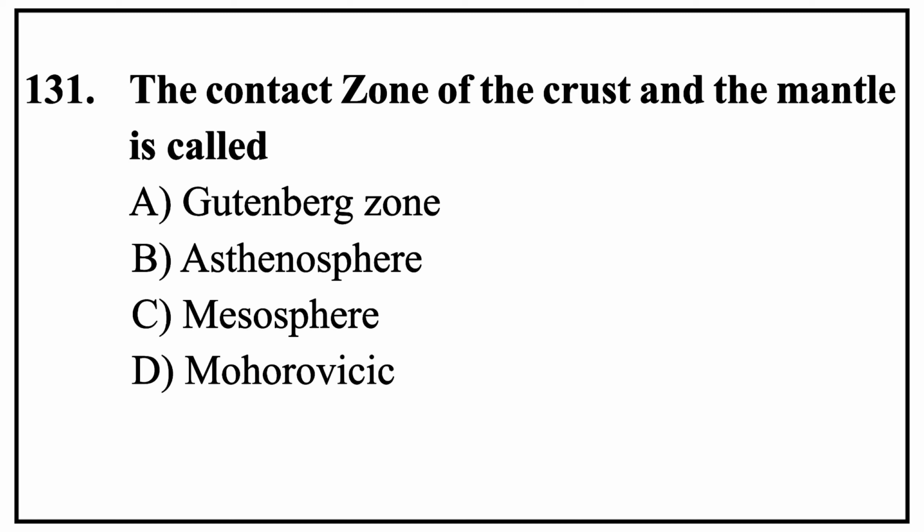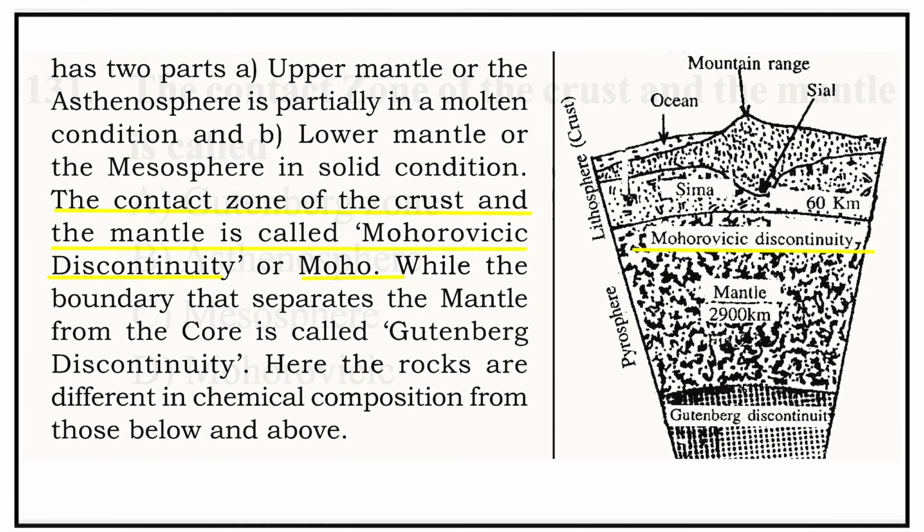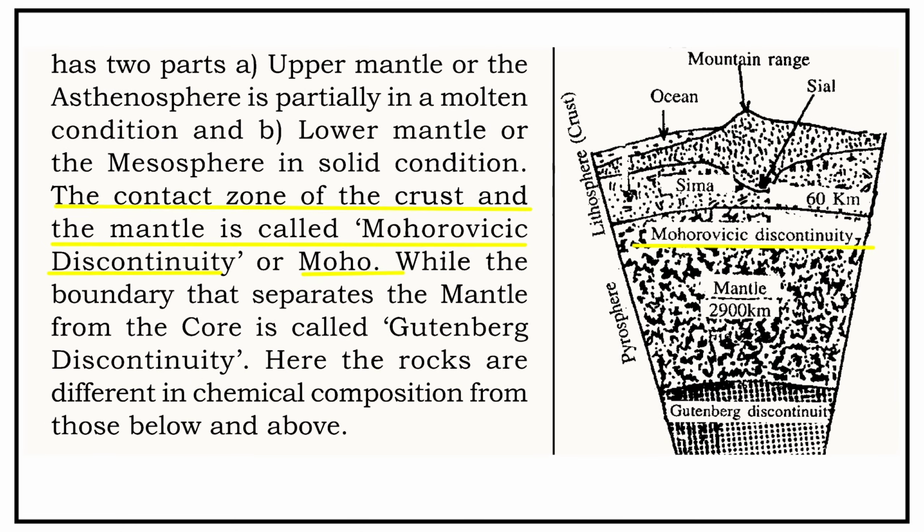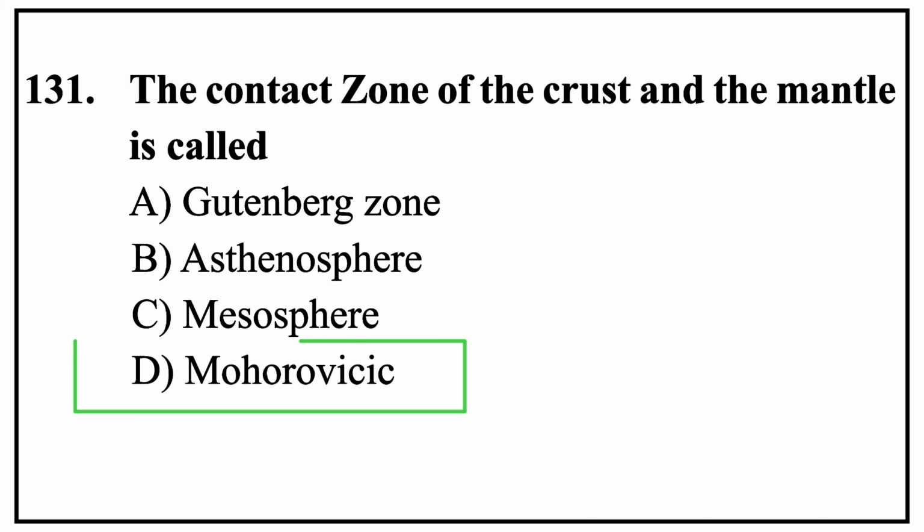Mohorovicic. Here is the answer. Mesosphere is a solid condition. The contact zone of the crust and mantle is called Mohorovicic discontinuity. Option D is the right one.